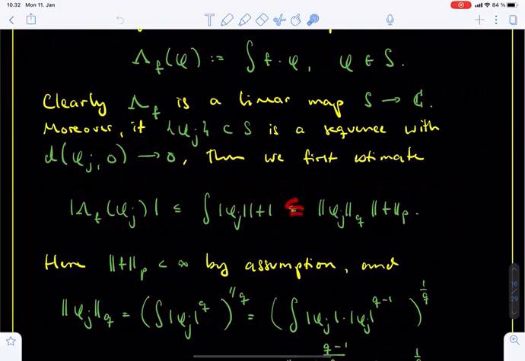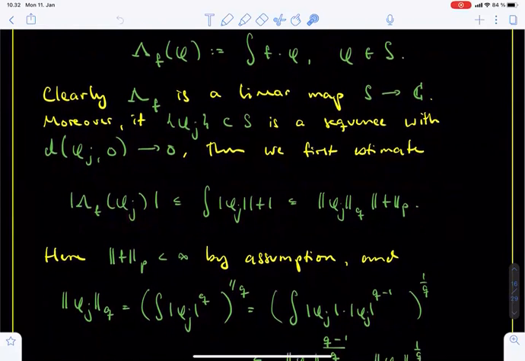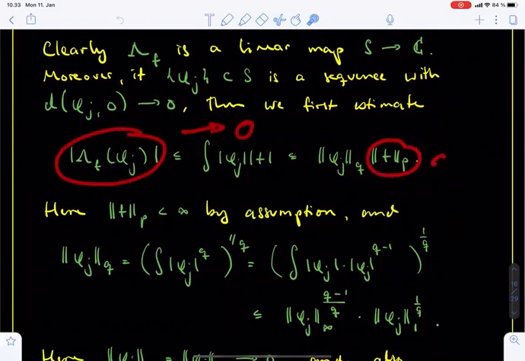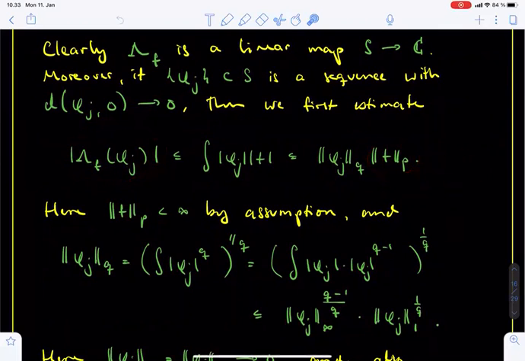Next, we use Hölder's inequality with exponents p and q, where p is the exponent relative to which f was assumed to be an L^p function, and q is the dual exponent of p. We aim to show that lambda_f of phi_j tends to 0, and here the L^p norm of f is finite. So what remains to be done is to show that the L^q norms of the functions phi_j tend to 0.